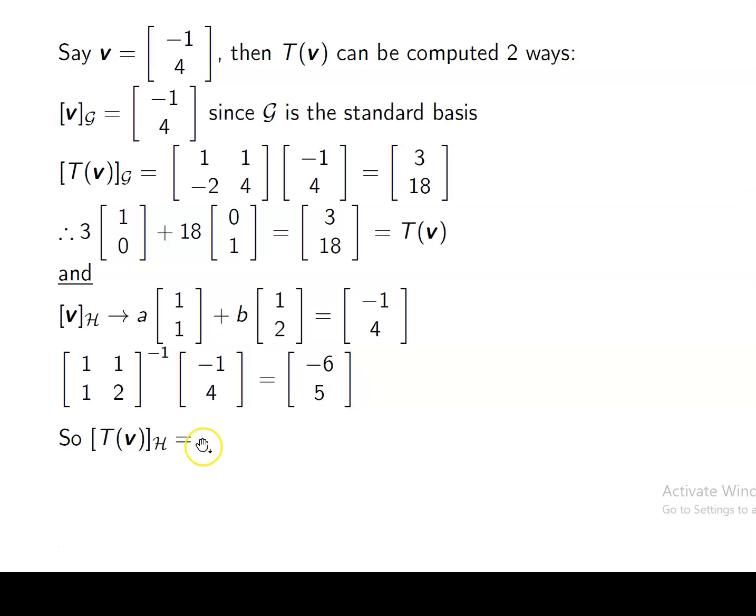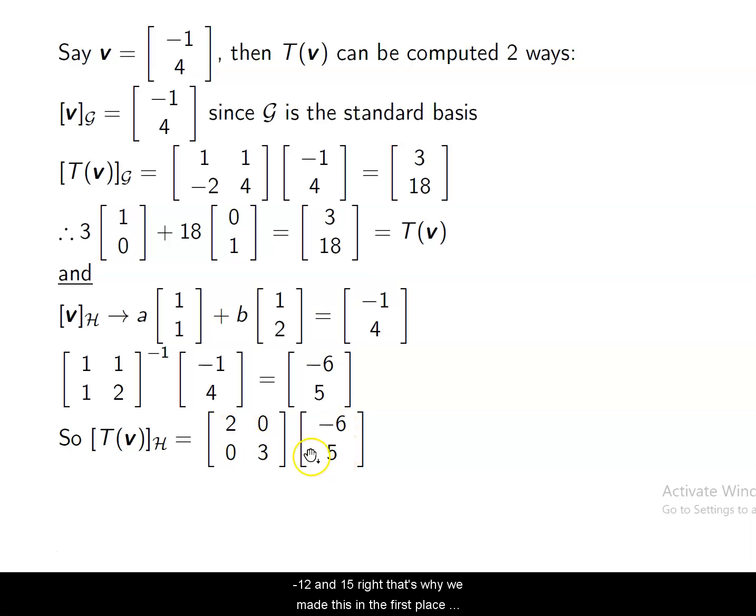Okay. If I want to see what this looks like after it's been transformed with respect to H, then I need to multiply this times my transformation matrix B, because B is the transformation matrix with respect to H, the basis that I'm working in right now. That was the 2003. Okay, very easy to figure what this is. -12 and 15, right? That's why we made this in the first place, because it's an easy transformation to work with. So it just multiplies the first entry by 2 and the second entry by 3. So -12, 15 is the result.